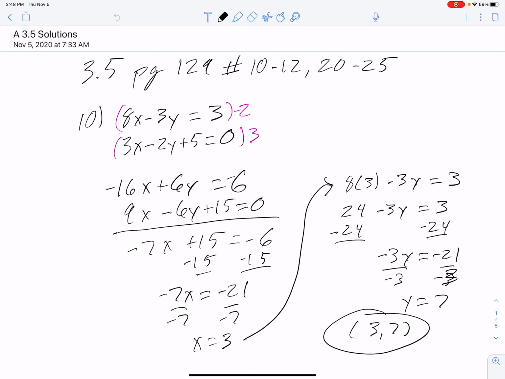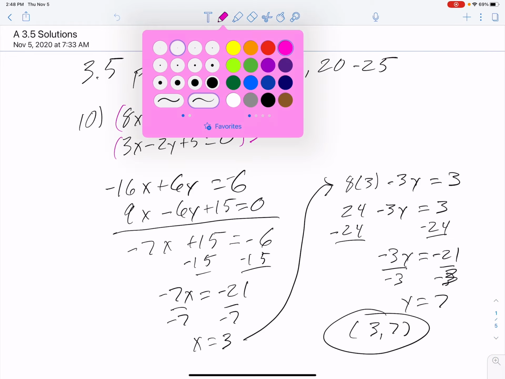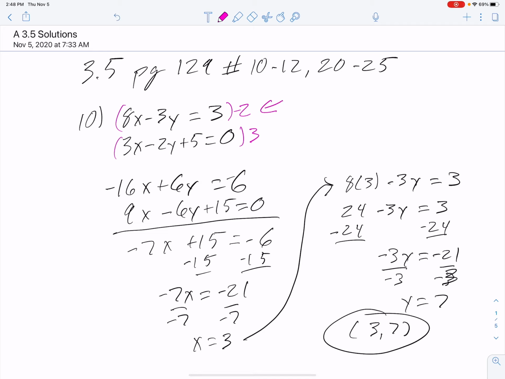So number 10, since nothing was just plain old x or plain old y, I used elimination. I started by multiplying my first equation by -2 to get rid of my y values, my other equation by 3 to get rid of my y value again, and so I was able to get opposite signs for my y values. They add up to 0. -16 and 9x get me -7x. Notice I've got this 15 that I have to move later.